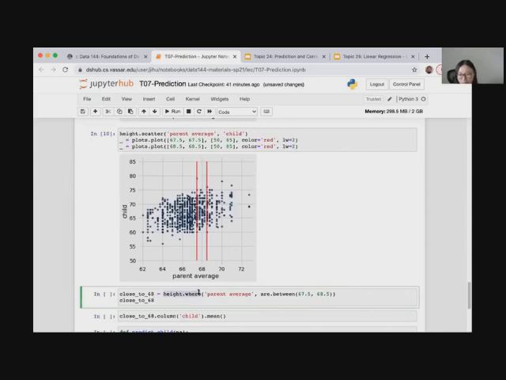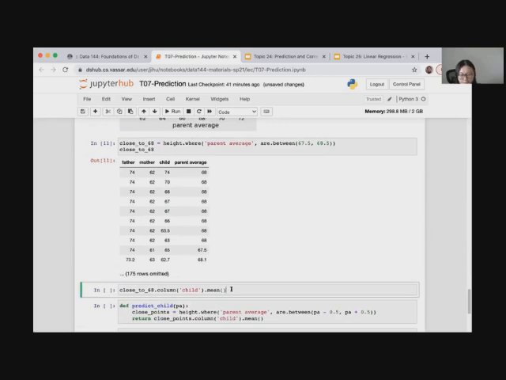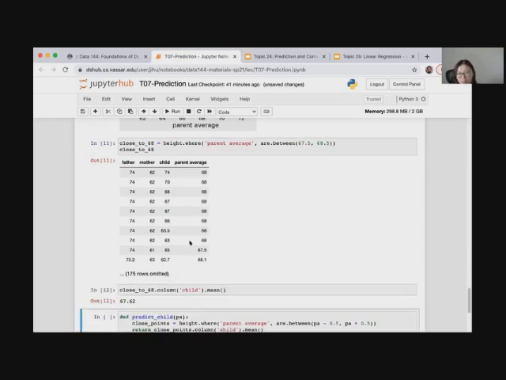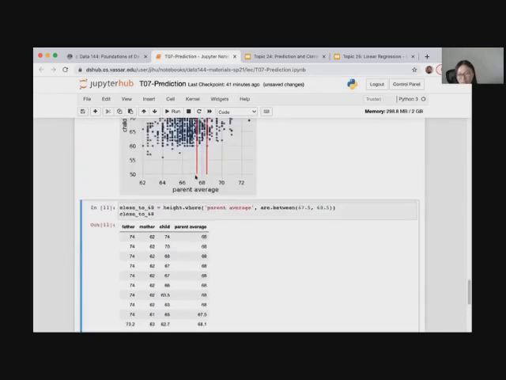Remember we are using the where method on the parent average column, and we're collecting between that 1 inch interval. This is our actual set, a small set of close to 68 that we're doing this prediction on. And of course, like I said, you would take the mean of all of the child's heights within this range, and what you get is 67.62. So that's the predicted value that we're going to use for any child whose mid-parent or parent average is in this range.